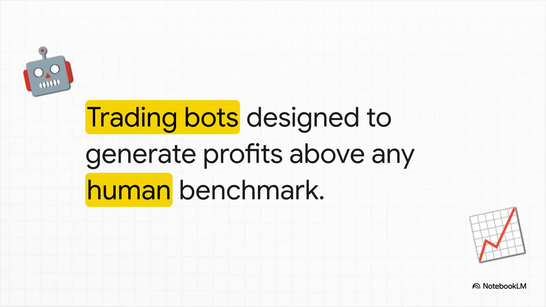Section 6. The financial singularity. So, where exactly is all this rapid evolution taking us? Well, we are currently looking at the dawn of artificial financial intelligences. We're not talking about simple code scripts anymore. These are highly adaptive trading bots, powered by deep neural networks, specifically designed to consistently generate profits above any human or institutional benchmark. They are systematically chipping away at market efficiency faster than we ever thought possible.